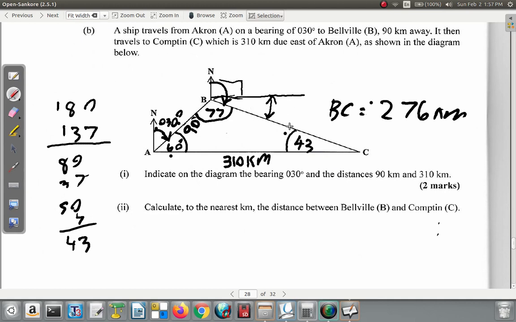Alright. So you know that if this angle is 43, this angle must also be 43. Because remember, this line is parallel to the line from A to C, and AC is east, and this line is east. So the bearing that you want is going to be 43 plus 90, since this is running east and this is running north. This must be 90. So it's 133 degrees. So the bearing is 133 degrees.